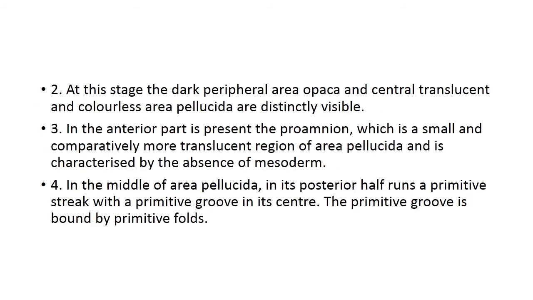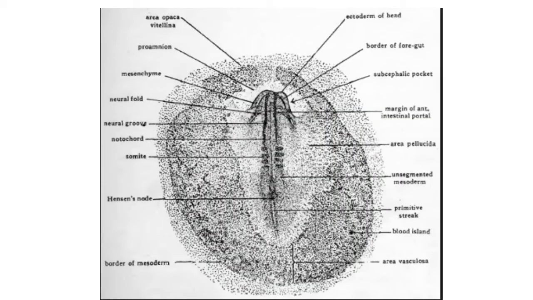At this stage, the dark peripheral area opaca and the central translucent and colorless area pellucida are distinctly visible. In the anterior part is the proamnion, which is a small and comparatively more translucent region of the area pellucida and is characterized by the absence of mesoderm. In the middle of the area pellucida, in its posterior half, runs a primitive streak with a primitive groove in its center. The primitive groove is bound by primitive folds. So this is the structure. You can see the primitive streak.